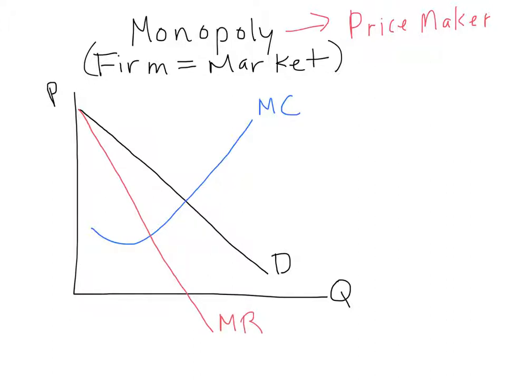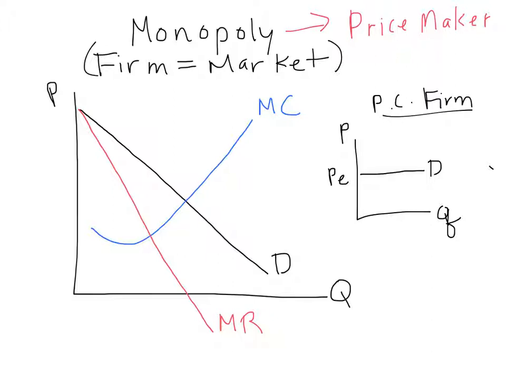Let's compare this with what had happened with our perfectly competitive firm. Our perfectly competitive firm, if you recall, had a demand curve that was flat at the equilibrium market price, right? And this is little q, this is the PC firm, the perfectly competitive firm, and their demand curve was the same as their marginal revenue curve. Why? Well, the definition of marginal revenue is the change in total revenue divided by the change in Q, or the additional revenue gained from the sale of the last unit.